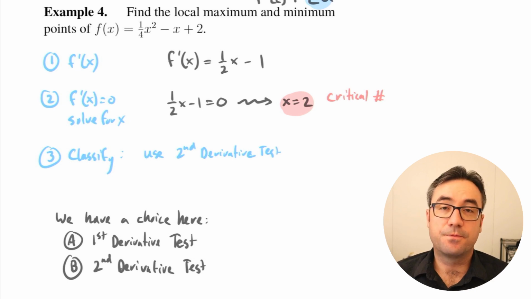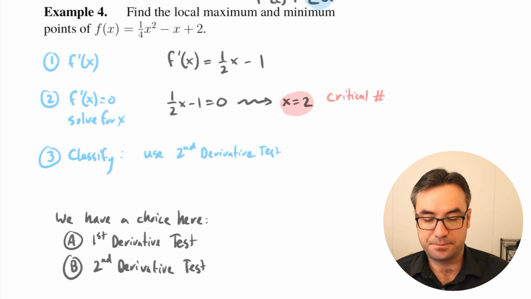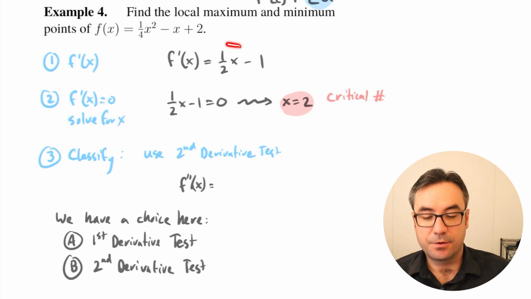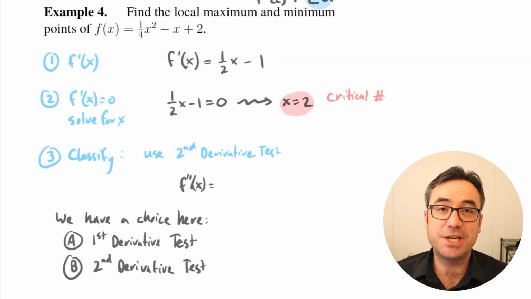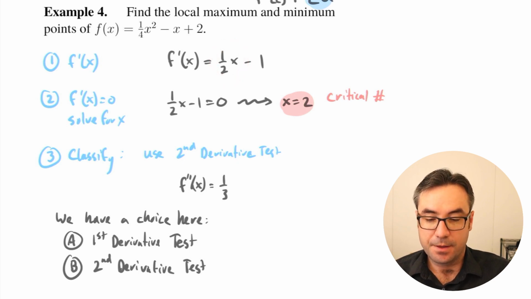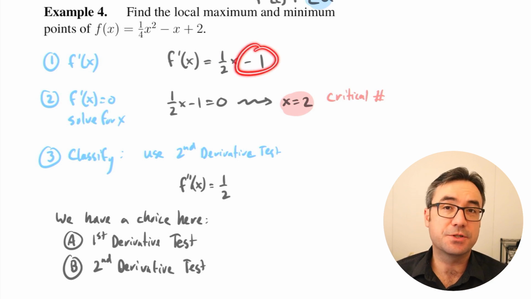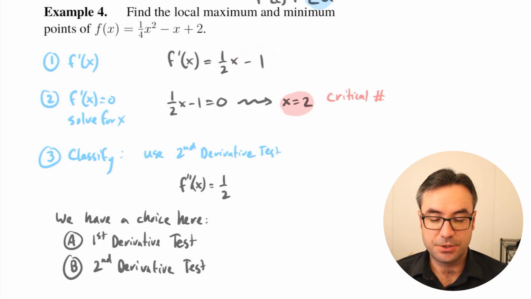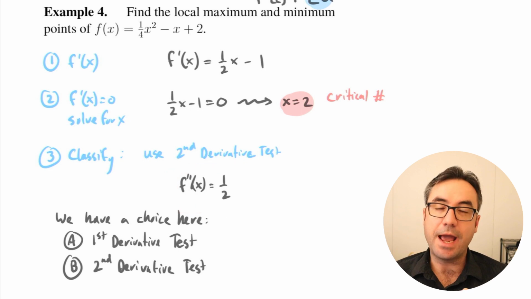All right, so we got to get our second derivative. And when we calculate our second derivative here, go back up to our first derivative, differentiate it again. Derivative of the first term is going to be 1/2, and derivative of that last term is going to be 0. So our second derivative is just 1/2.